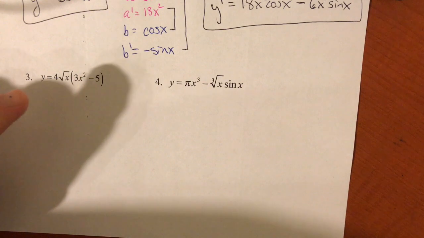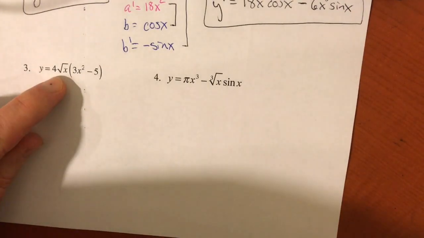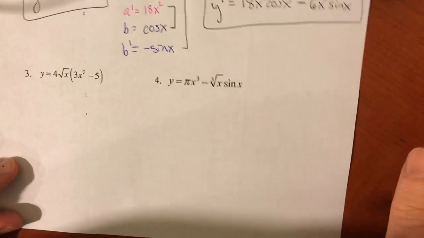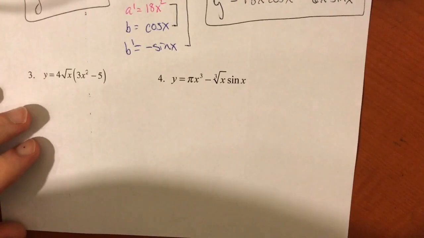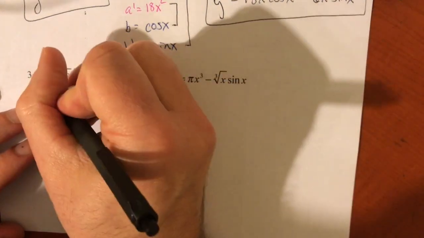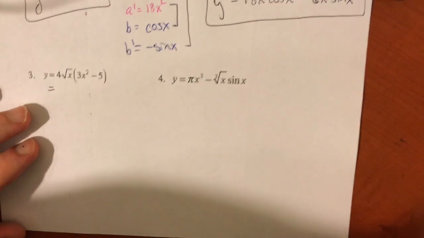Number 3 here, this is a product of two variable expressions, so you certainly could use the product rule. But my question to you is, do you need to? And that's what we're all about here, is the recognition. You've got all these tools we're adding to your toolbox, but when do I really need to use what?